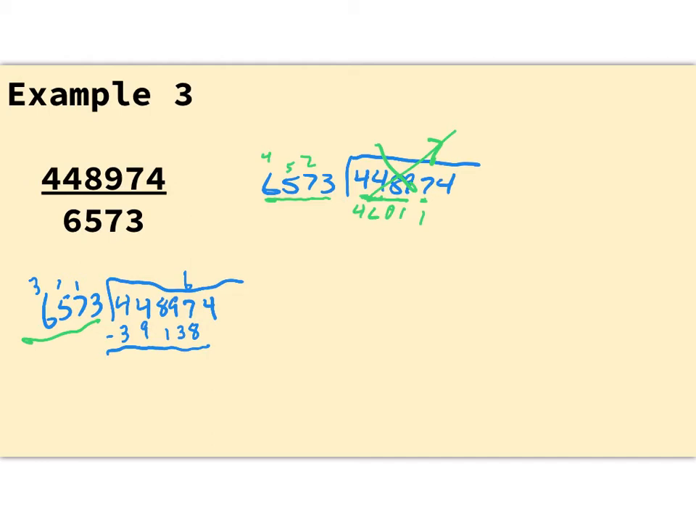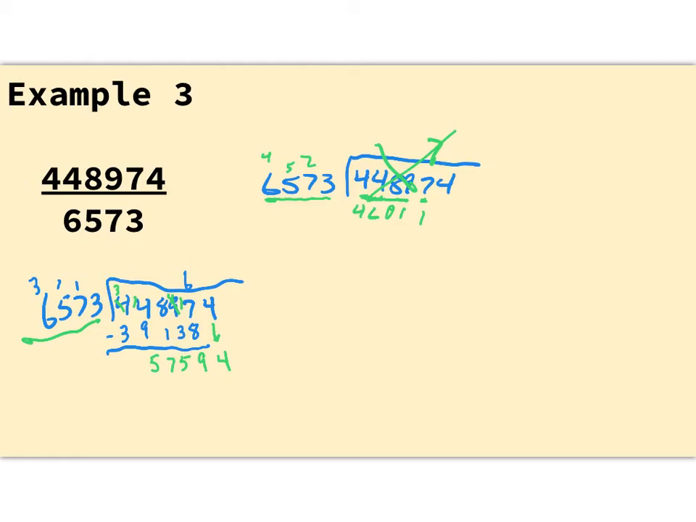So 7 minus 8 we can't do, so we're going to borrow. 17 minus 8 is 9. 8 minus 3 is 5. That becomes a 7. We can't take 4 from 9, so we borrow from the first 4. 14 minus 5. 5759 is smaller than 6573. That's good. So now we bring down our 4. And 6 times 9 is 54.